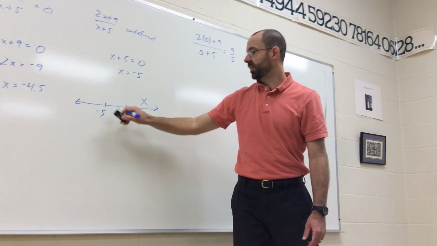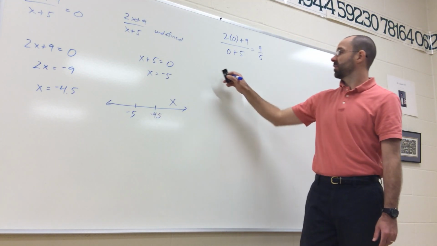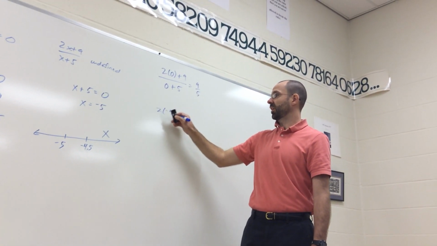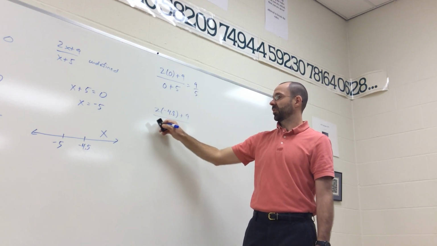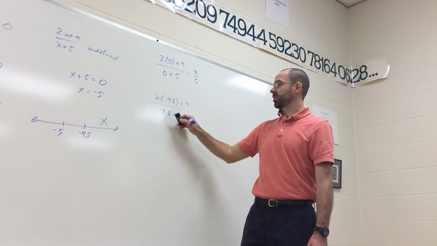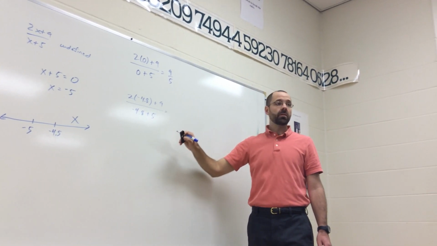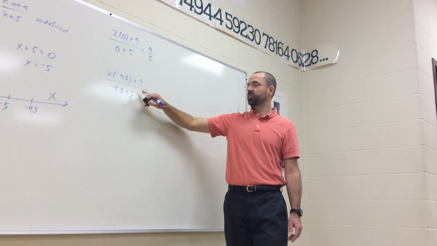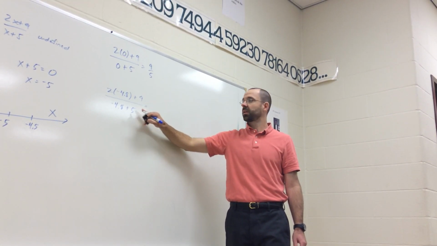All right, so in between here, I guess I'll do negative 4.8. So I'll take 2 times negative 4.8 plus 9 all over negative 4.8 plus 5. And once you show the specific work there, then you can start being a little more non-specific.